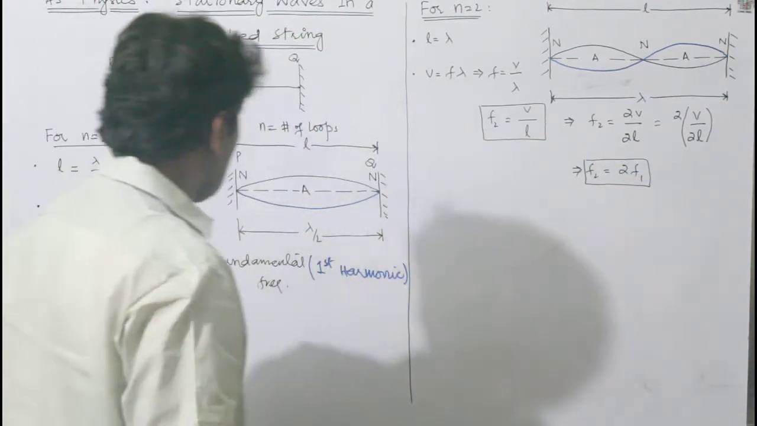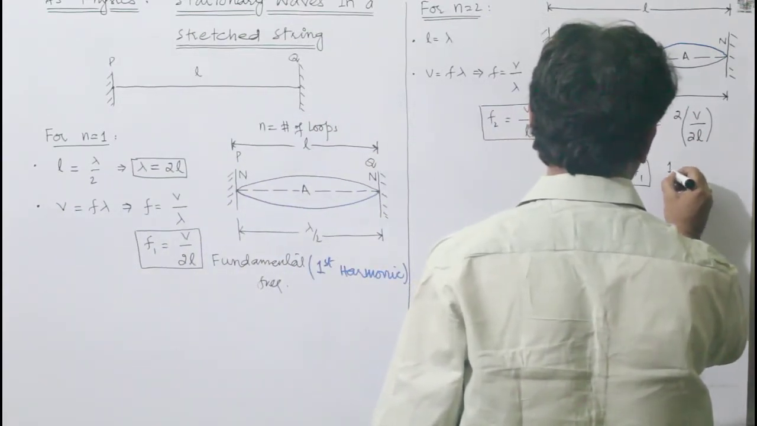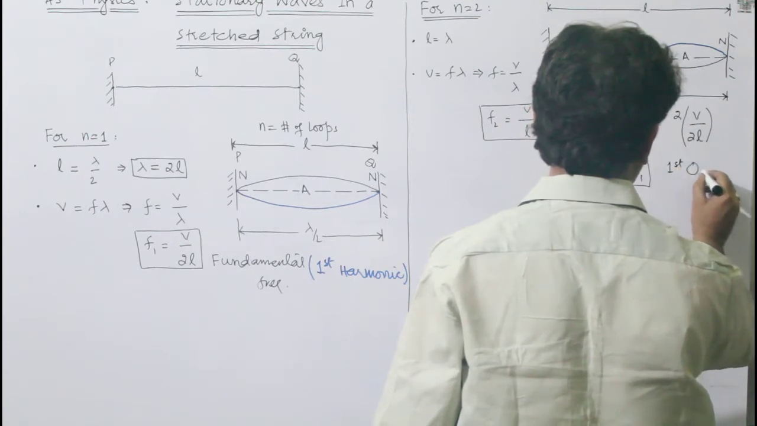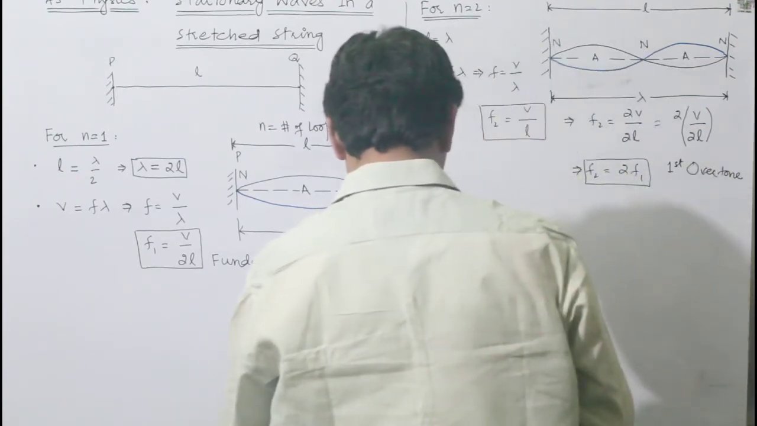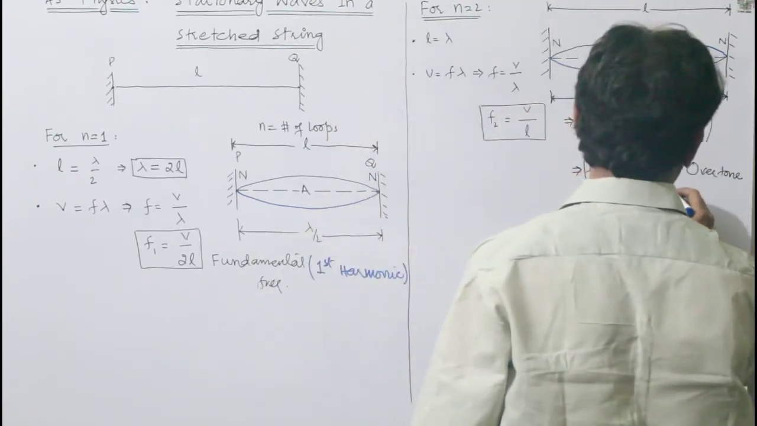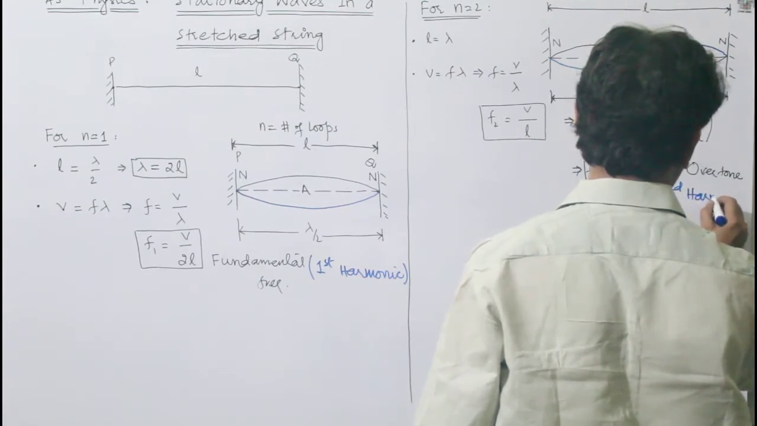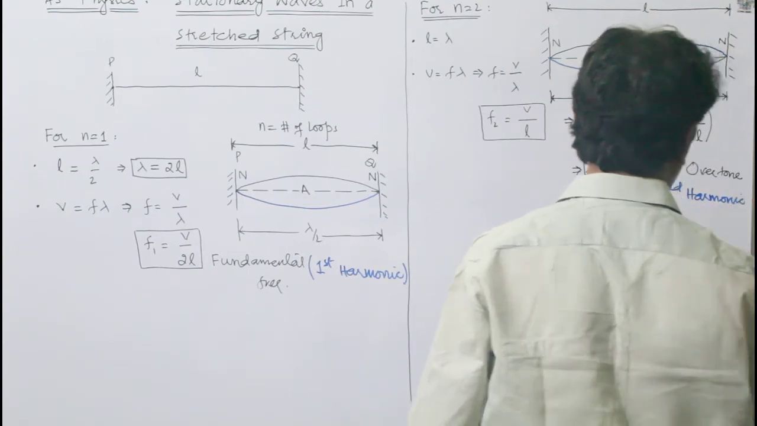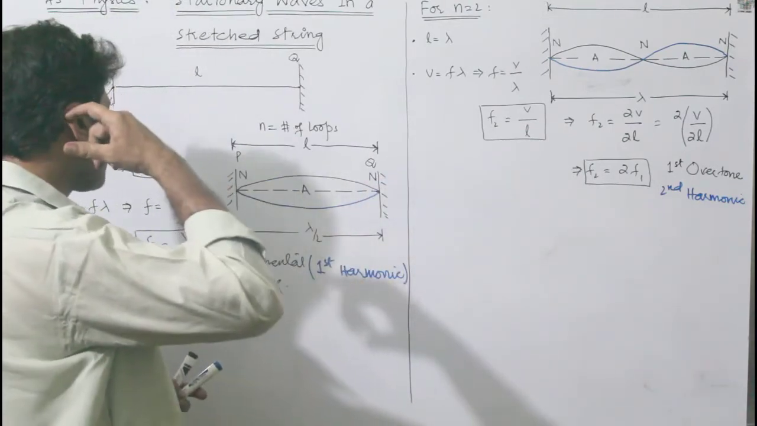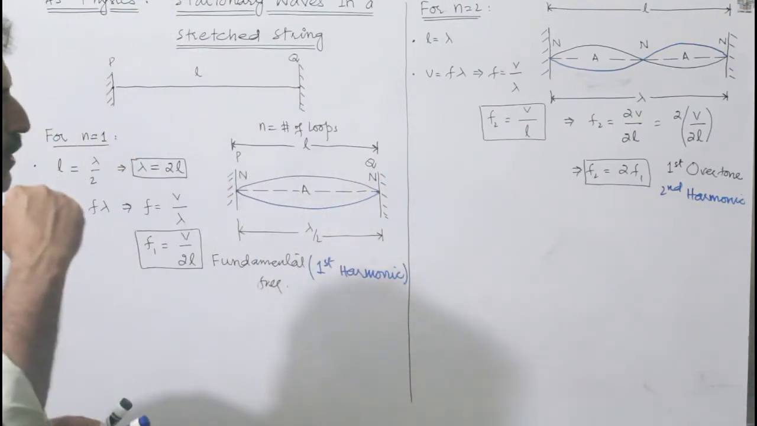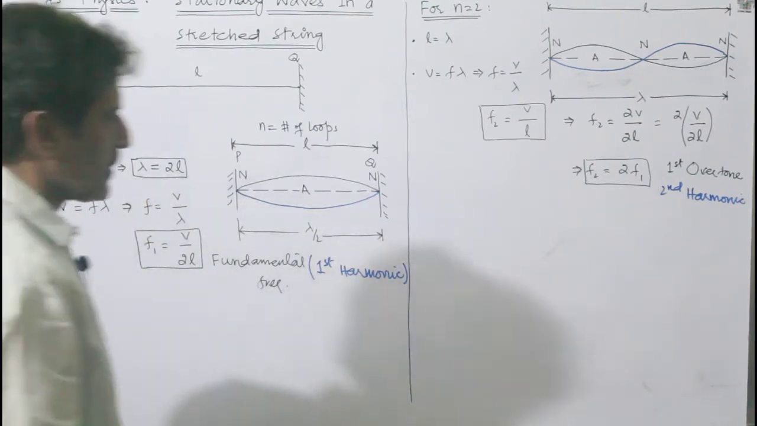Okay, now it is called the first overtone, and with the name of harmonic, it is called the second harmonic. It means if we find for further numbers of loops, the third harmonic, fourth harmonic, or the second overtone or the third overtone, it can be shown in the form of the fundamental frequency.